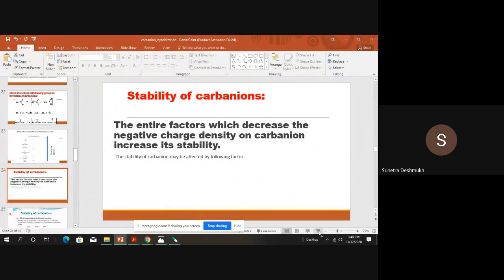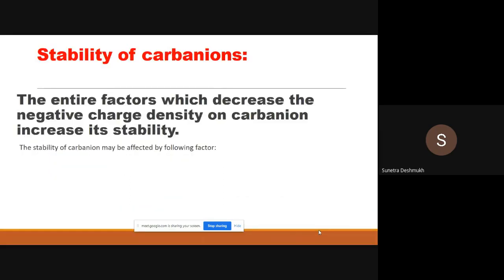So in the last lecture, we have seen the hybridization of carbanions, different geometries of carbanions, and generation of carbanions. Now in this lecture, we will go for the stability of carbanions. Which factors are responsible for the stability of carbanions?